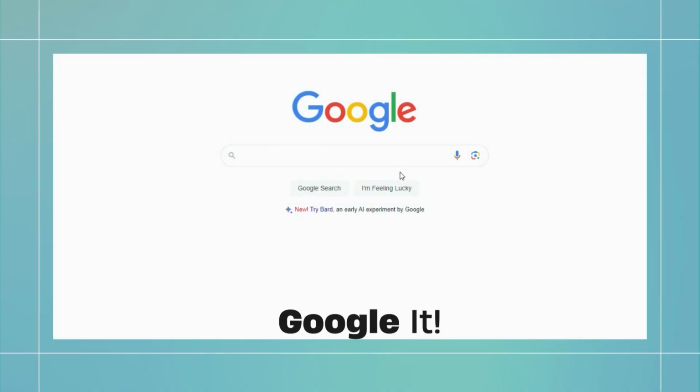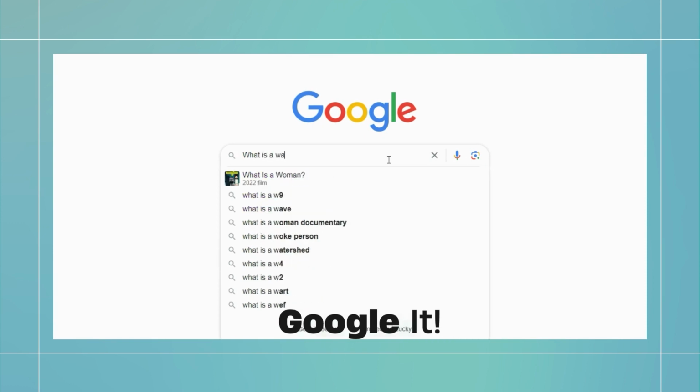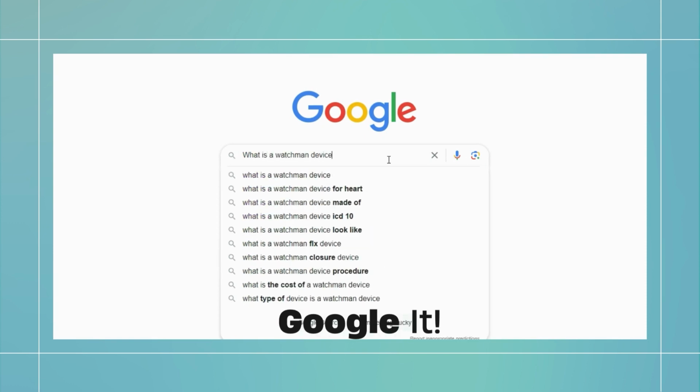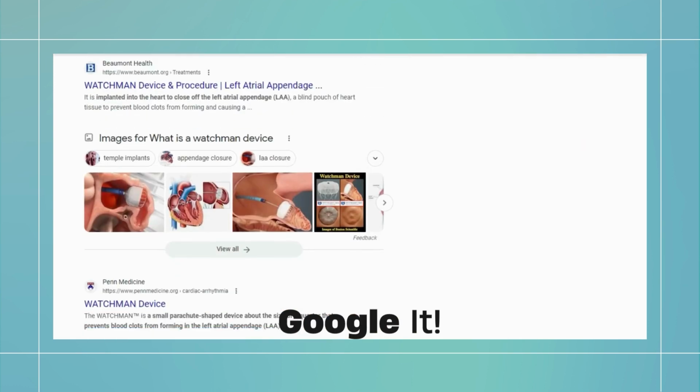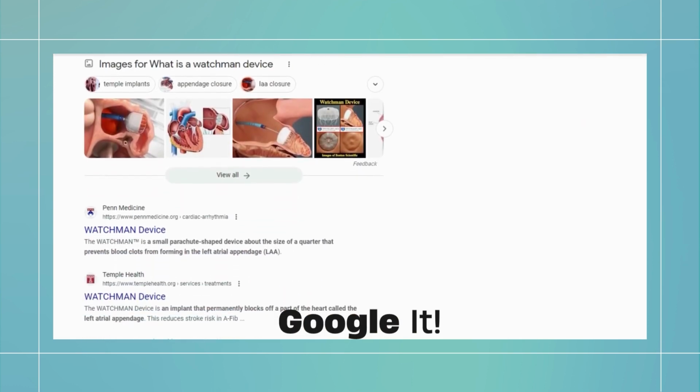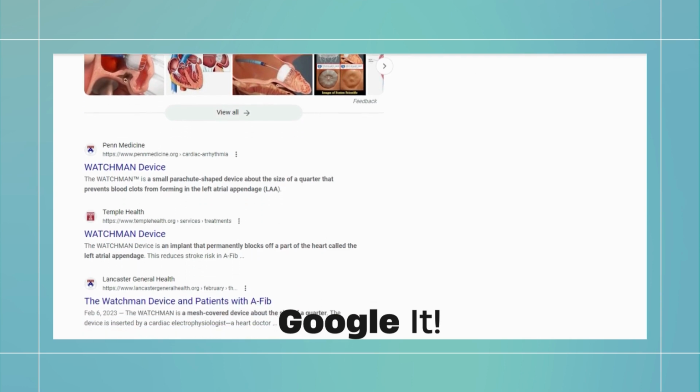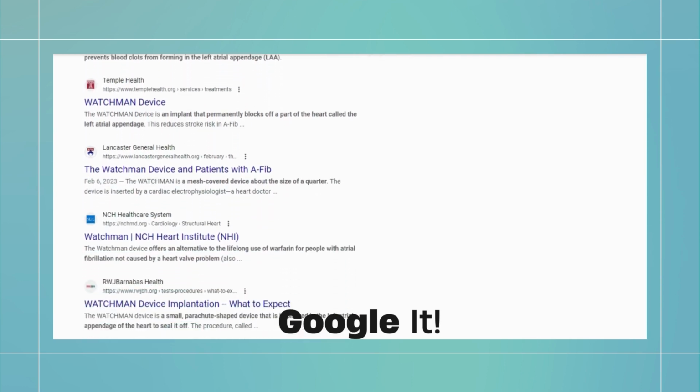Tip number 3, Google it. Google has been my best friend throughout my career. Use Google to look up those words and terminology. Use it to look at videos of certain procedures and about diagnoses that maybe you don't understand. That helped me out a lot. Google's your best friend. Use that to your advantage.